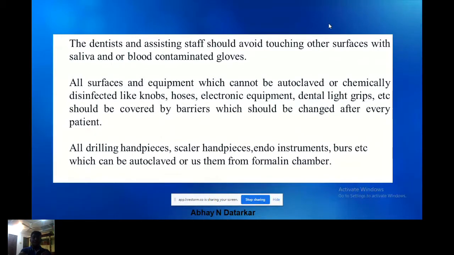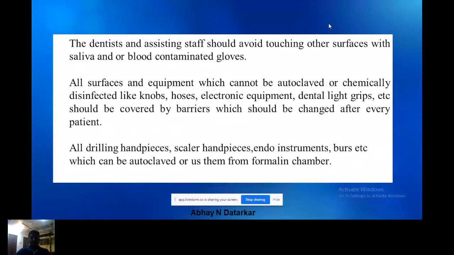All the drill handpieces, scaler handpieces, endo equipment, motors and burs should be autoclaved as per the recommendations of the providers, or we can use a formalin chamber. You know, like in operation theaters or operating rooms, formalin chambers are used. Those instruments which cannot be autoclaved should be kept in the formalin chambers.